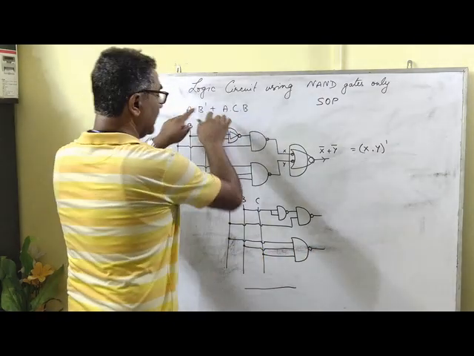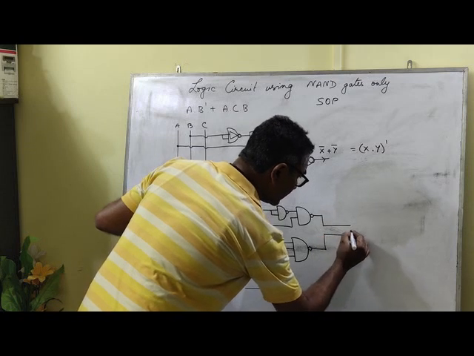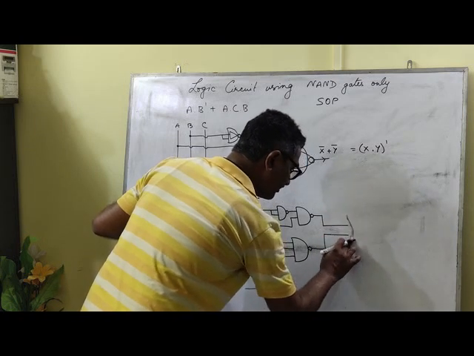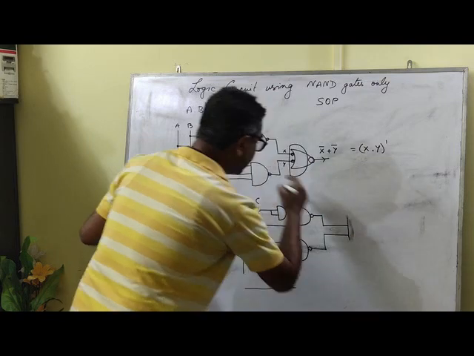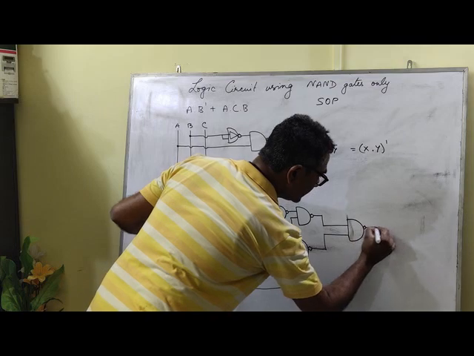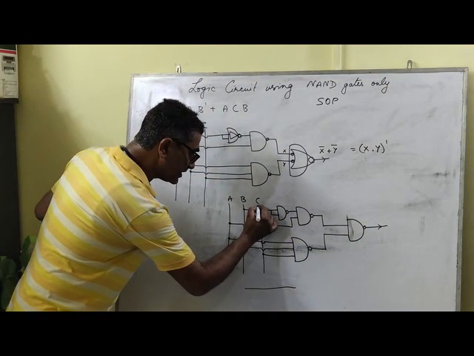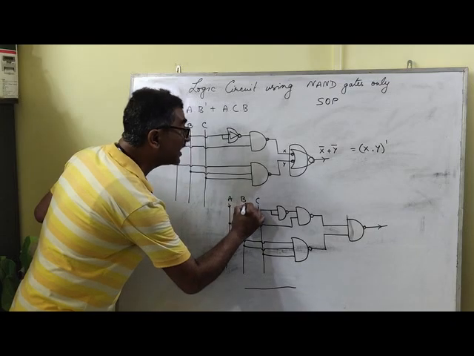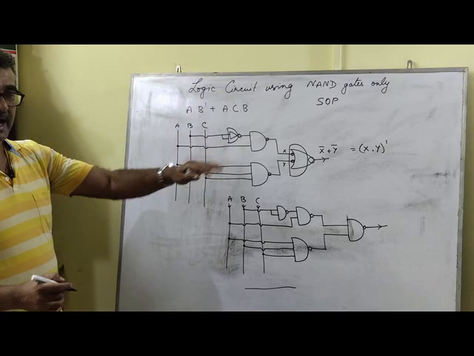And these two are again OR. So what are we going to do? We are going to bring these two lines, and instead of an OR operation, we are going to make a NAND operation. The reason I already mentioned why such a thing happens. So that's it. This is the simple technique for creating a logic circuit using only the NAND gate.